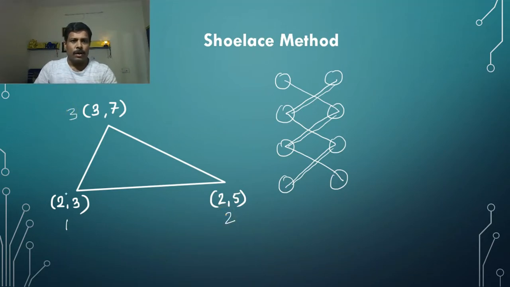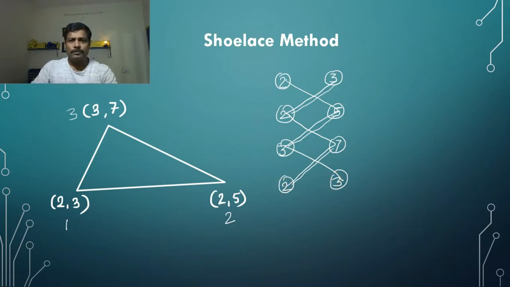Okay. So what are the coordinates of point 1? That is 2 and 3. You write 2 here and 3 here. X coordinate in the first hole and Y coordinate in the second hole. The second point has coordinates 2 and 5. So you write 2 here, 5 here. Okay. Now the third is 3, 7. So you write 3 here, 7 here. And now again you write the coordinates of the first point. That is 2 as well as 3.